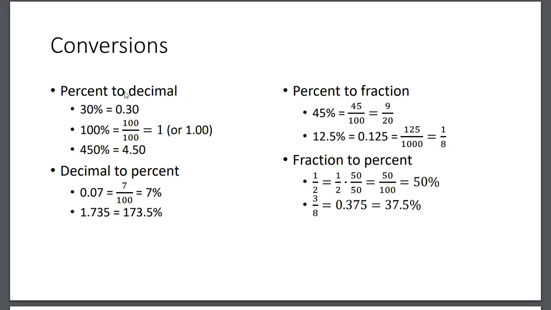Conversions, percent to decimal. 30%, that's 30 hundredths, and as a decimal, it's 0.30. 100% is 100 hundredths, 100 over 100, and that's equal to 1. That's the whole, 1. Could also write it as 1.00. 450%, that's bigger than 100%. It's bigger than 1. It's 4.50.